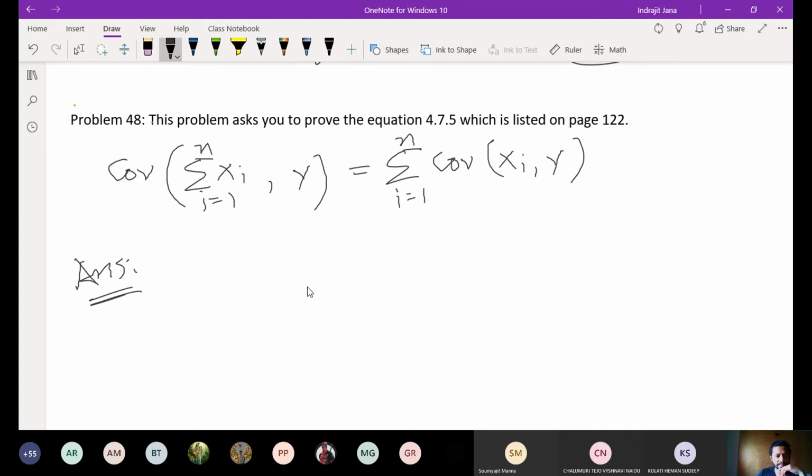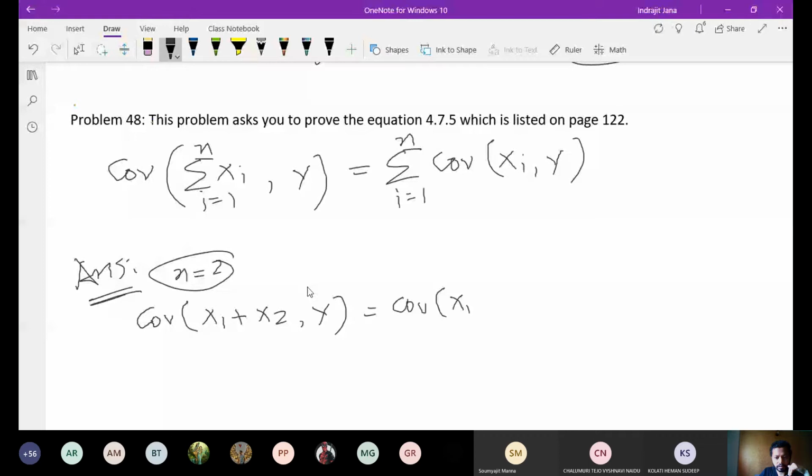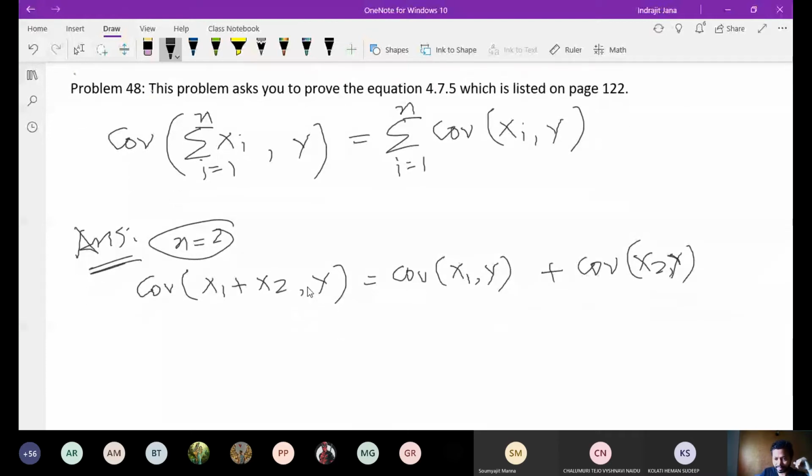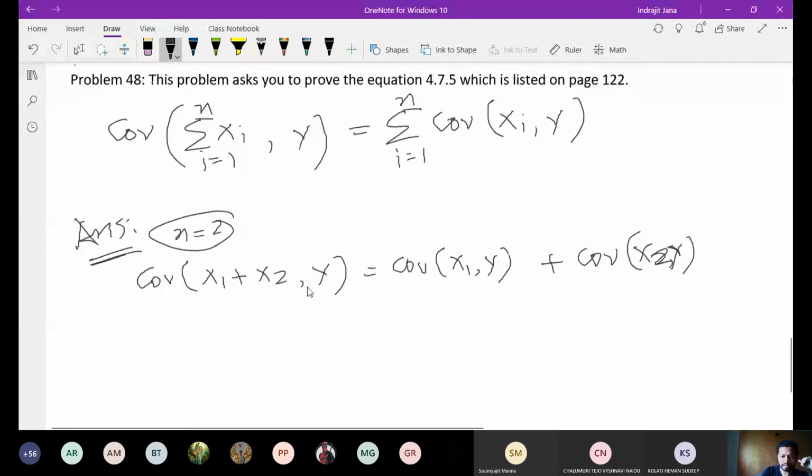For n is equal to 1, this is fine. Just covariance of x1, y is same as covariance of x1, y. So this step is n is equal to 2. For n is equal to 2, essentially we want to prove that covariance of x1 plus x2 with y is equal to covariance of x1, y plus covariance of x2, y. Once again, if you follow the definition of covariance, this will follow immediately. This is very elementary online proof.